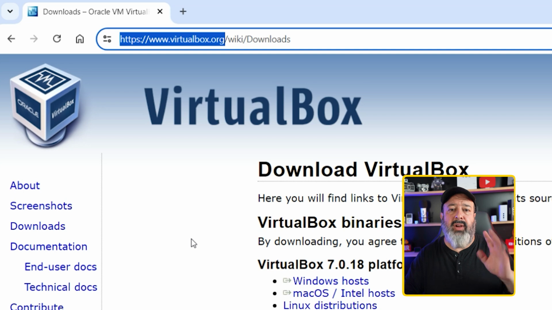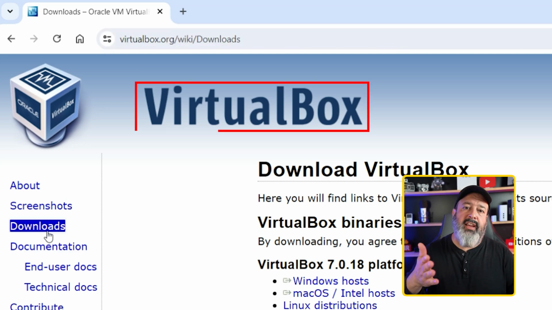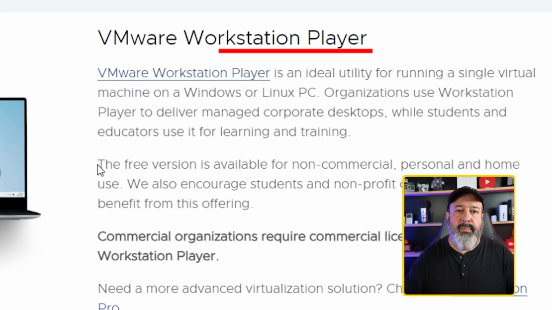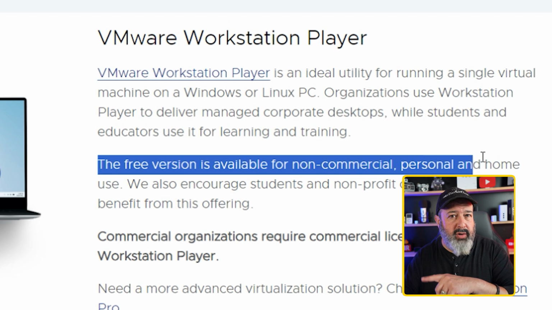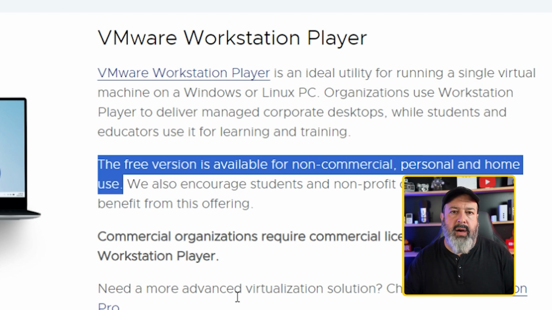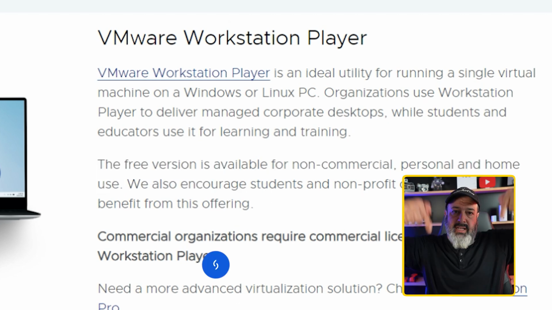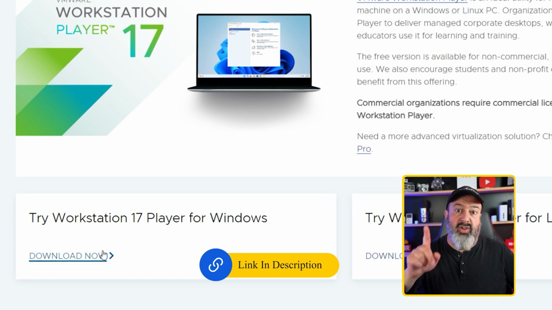The first one is Oracle VM VirtualBox, and the second one is the VM Workstation Player. As long as you're using it for non-commercial usage, both of them are completely free. I have links to these in the description in the video to make sure you get the right ones. Now, there are some differences between the two, but for the purposes of what we're trying to do, which is just to try a new operating system, they're virtually the same.